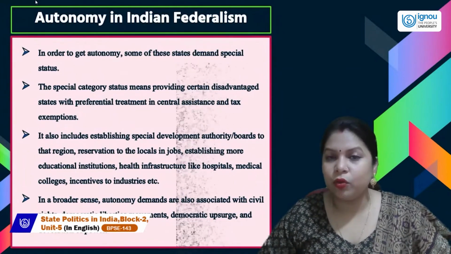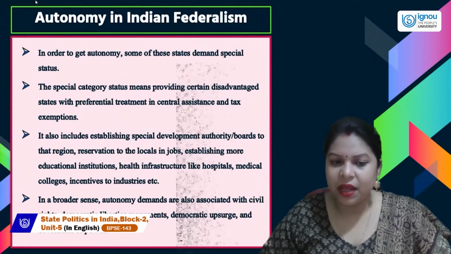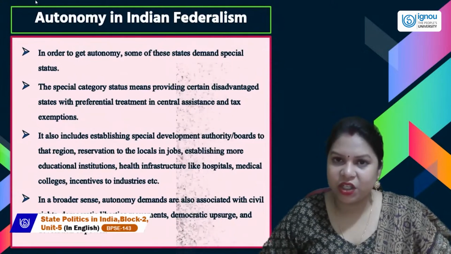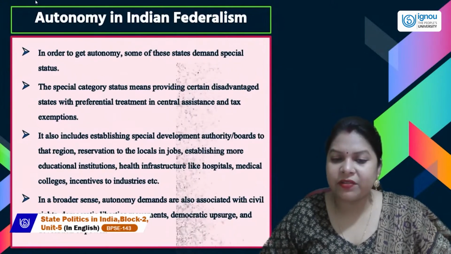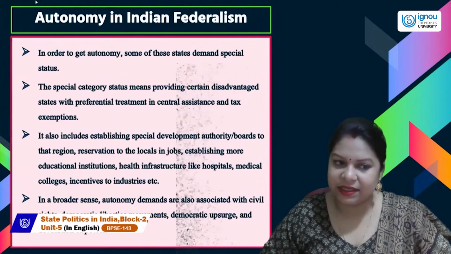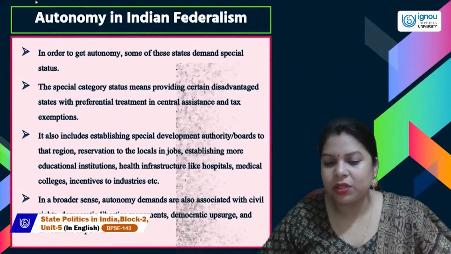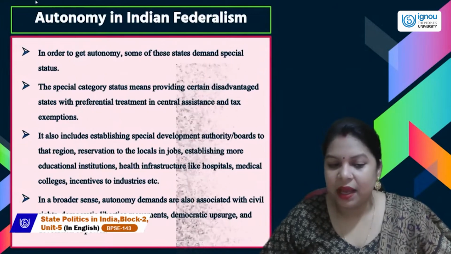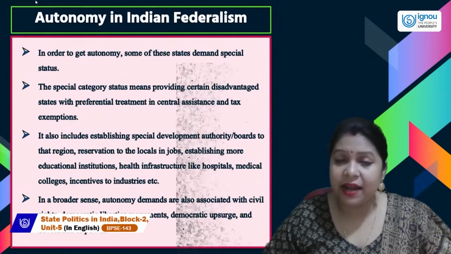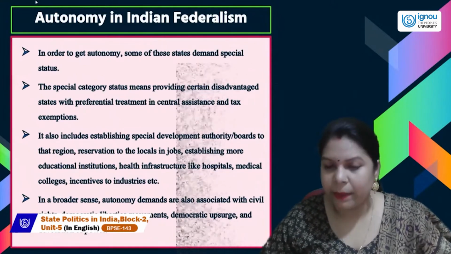So it also includes establishing special development authority boards for that region, reservation for the locals in jobs, establishing more educational institutions, health infrastructure like hospitals, medical colleges, incentives to industries, etc. So, in a broader sense, autonomy demands are also associated with civil rights, democratic liberty movements, democratic upsurge, and devolution of power, which we'll be learning in our upcoming slides.